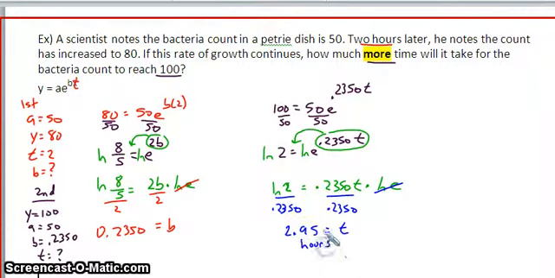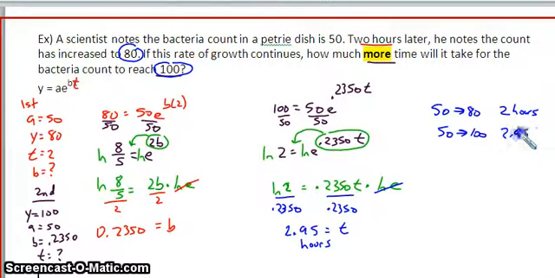Now the question though said, how much more time will it take? So really what I wanted to know was, how much time would it take to go from 80 to 100? But I found it as 50 to 100. I know that to get from 50 to 80, it took 2 hours. And if from 50 to 100 it was 2.95 hours, that would mean that from 80 to 100, it'd have to be 0.95 hours.